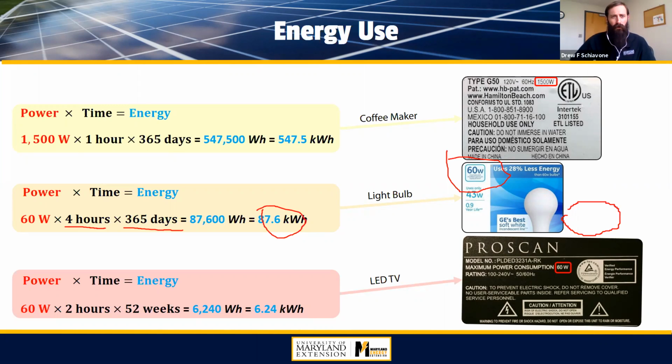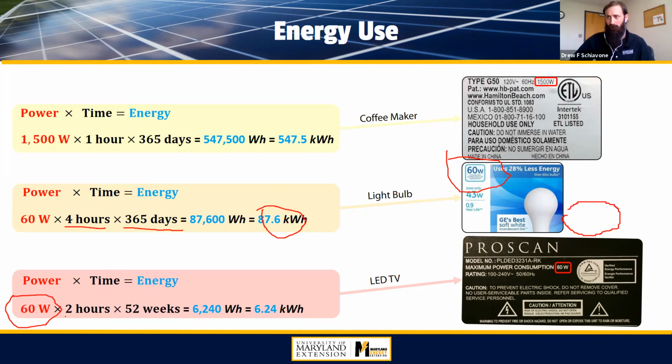Just to compare and to reiterate the difference between power and energy, I've included this television. It's an LED TV. It's got the same power rating as the light bulb. You see 60 watts as well. What's going to make a difference, though, is how often you use these two systems.